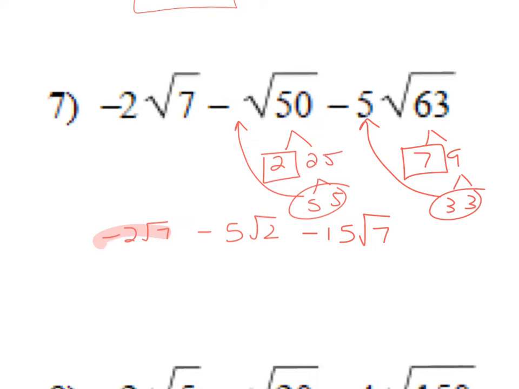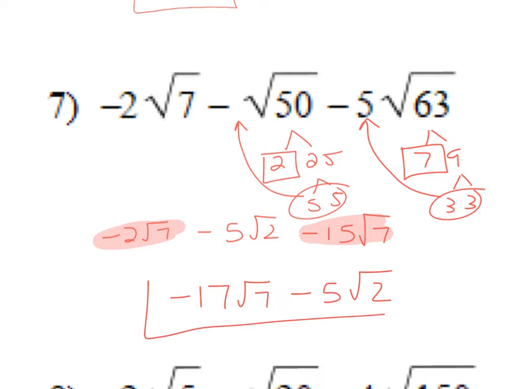All right, so now I'm going to put together my square roots of 7. So negative 2 and negative 15 would be negative 17 root 7. And then I have the negative 5 root 2 hanging out there as well. Now, guys, order is not important just as long as you have both parts. Okay?